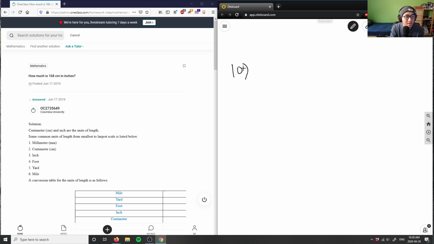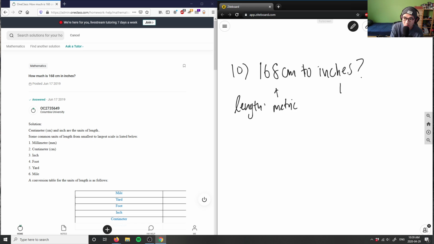So how much is 168 centimeters in inches? So 168 centimeters to inches. Basically, these are units of length, and units of length have different systems. These are all measuring length here, but centimeters are in the metric system, and inches are in the imperial system.